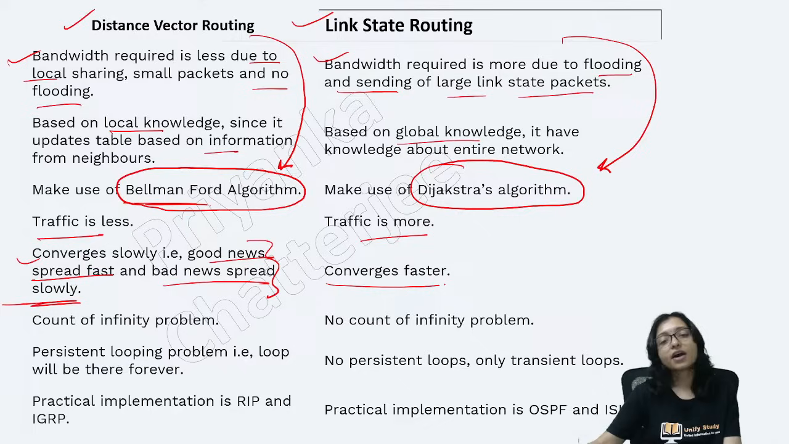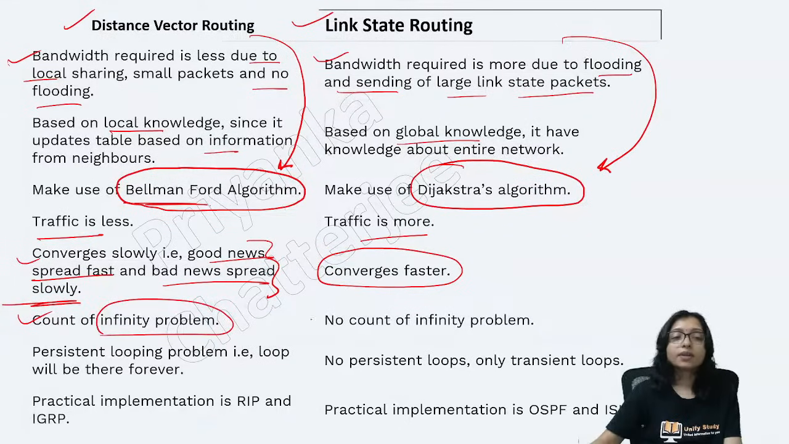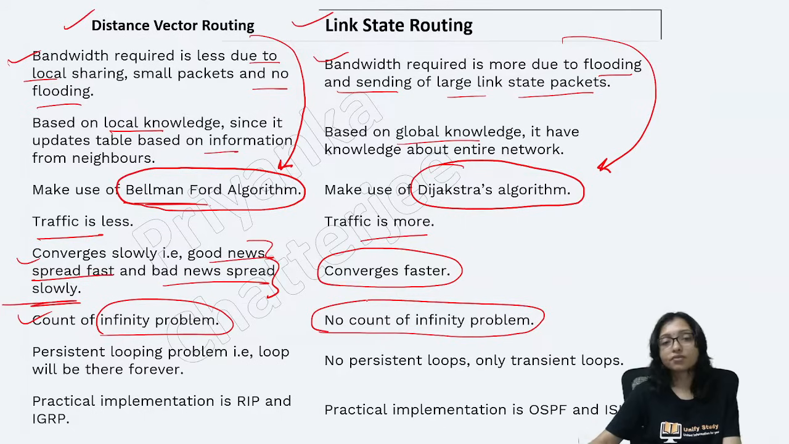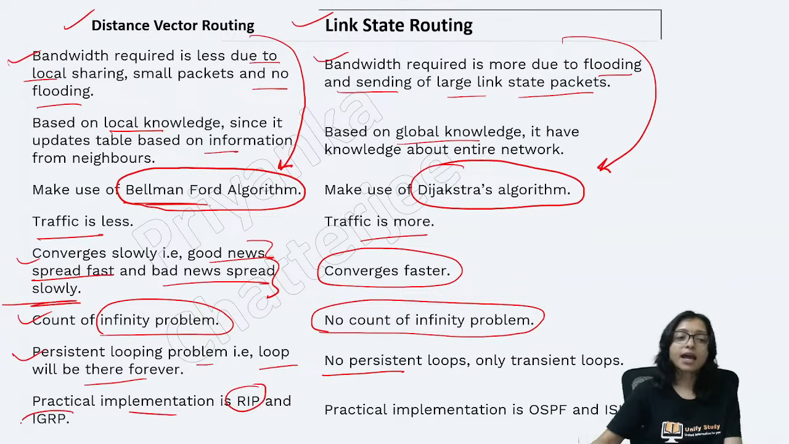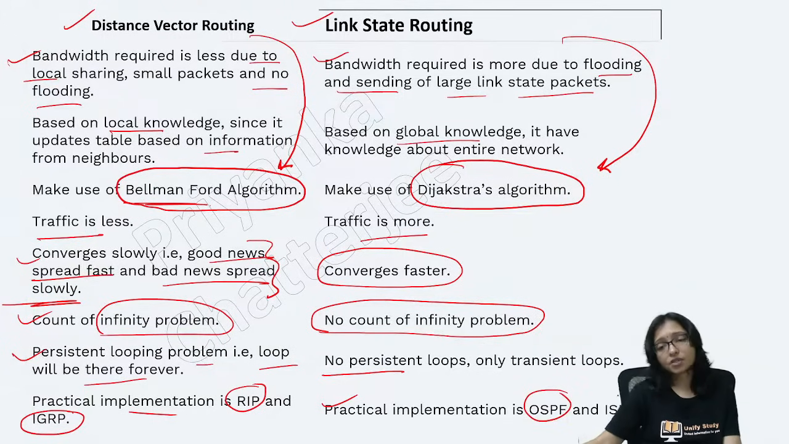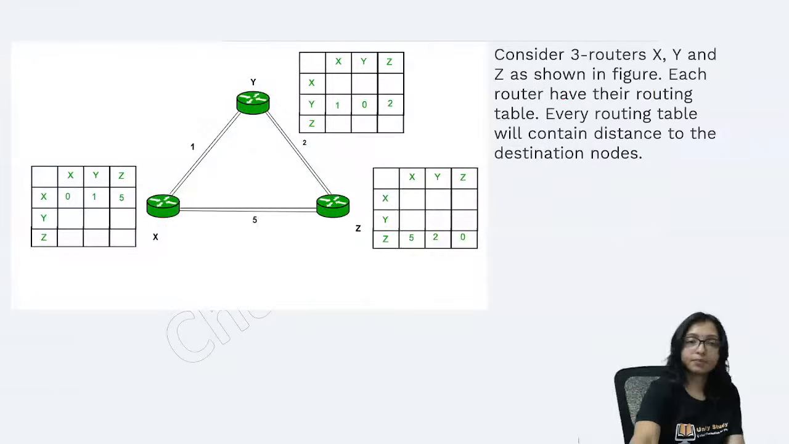And here it converges faster because they are linked together. Count to infinity problem is there in distance vector, but here there is no count to infinity problem. Persistent looping problem is there forever, but no persistent looping problem is here. Practical implementation is RIP and IGRP. Here practical implementation is OSPF and IS-IS. These are the practical implementations.